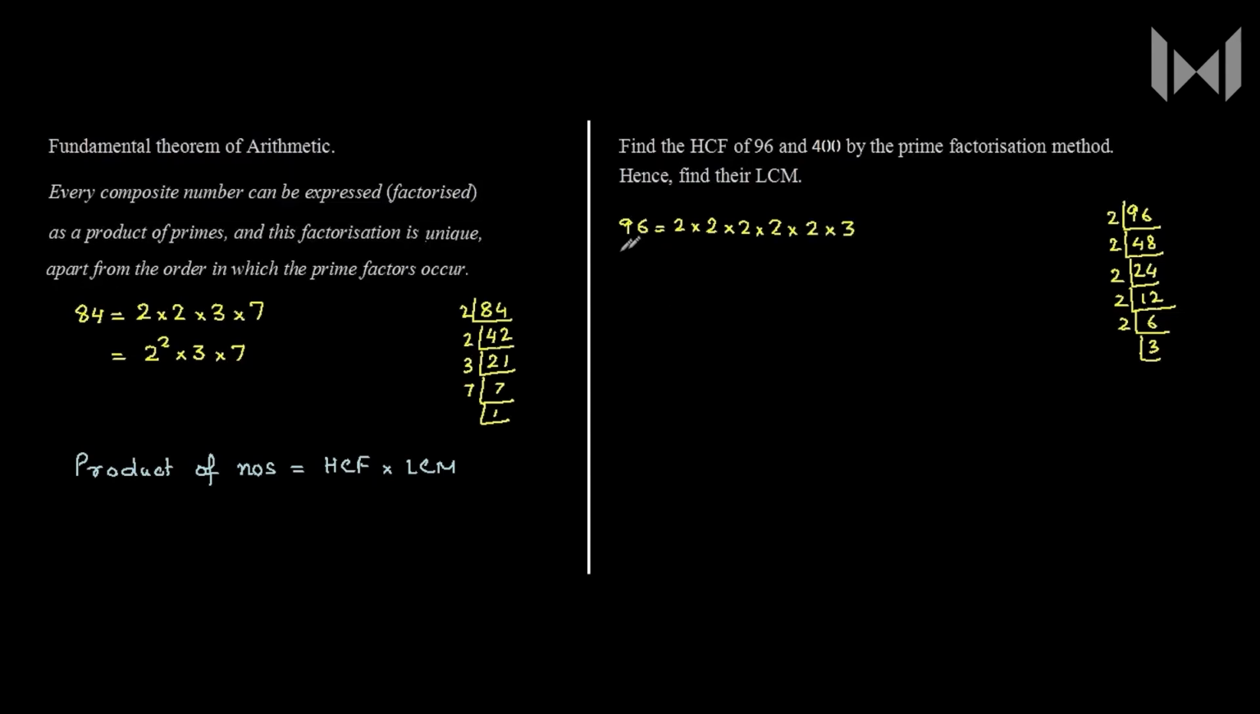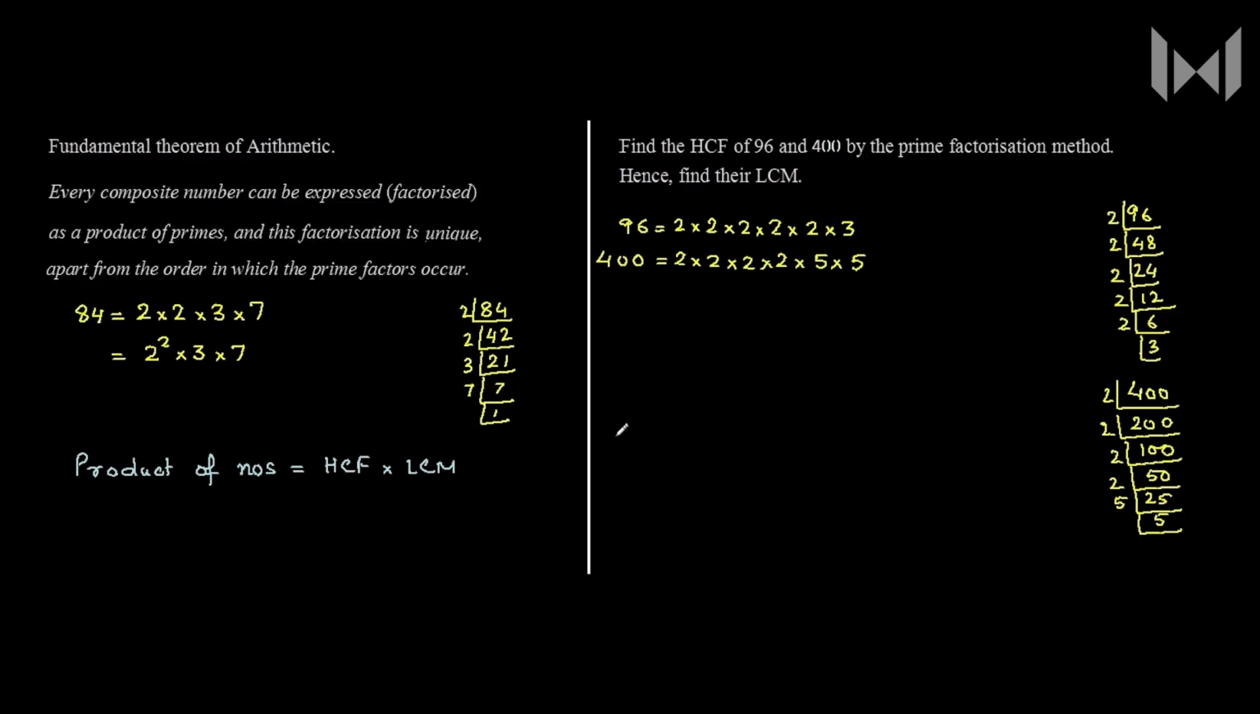In a similar way, we shall go on to factorize 400. Now 400, first we divide by 2, that's 200, again by 2, that makes it 100, again by 2 makes it 50, again by 2 makes it 25, and then dividing by 5 we get 5. So this will be 2 times 2 times 2 times 2 times 5 into 5.